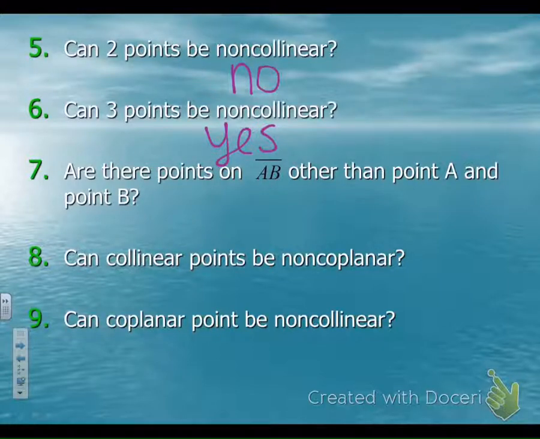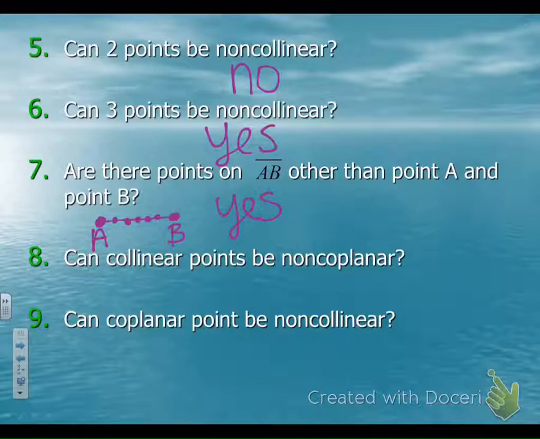Are there points on segment AB other than point A and point B? This is something we might not have hit on as much earlier. But on this segment AB, there are lots of other points in between A and B. We just did not draw them or mark them. So the answer is yes, there are other points there. We just did not mark them. But we can. Right? They're all over the place. So many points.